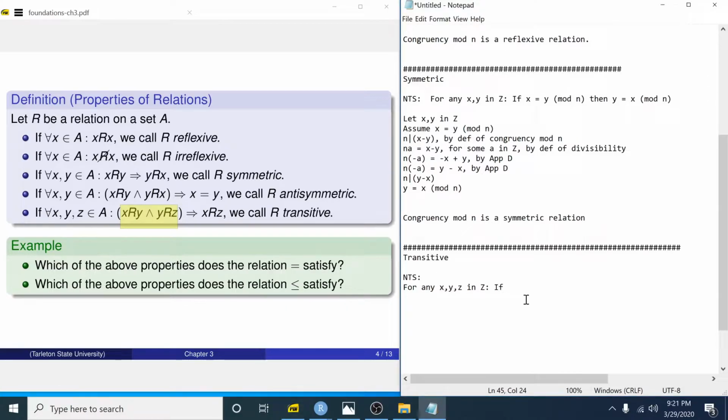Okay, well, what does related mean? It means congruent. X is congruent to y mod n, and y is congruent to z mod n.